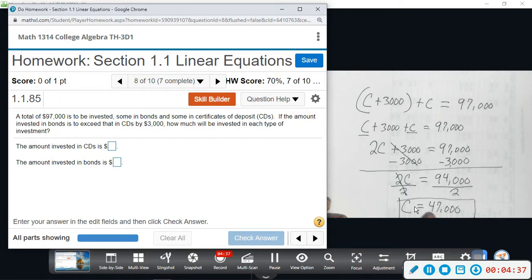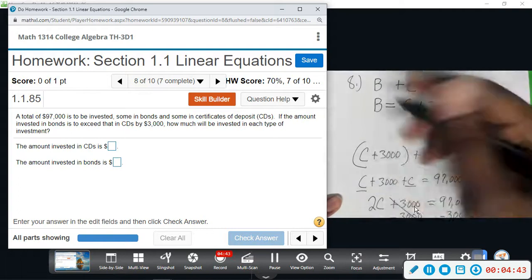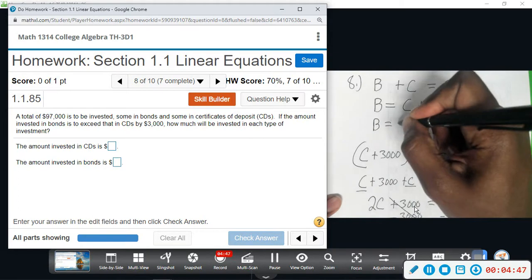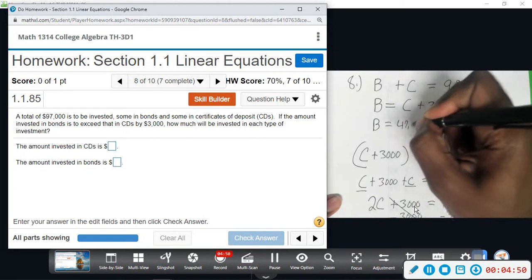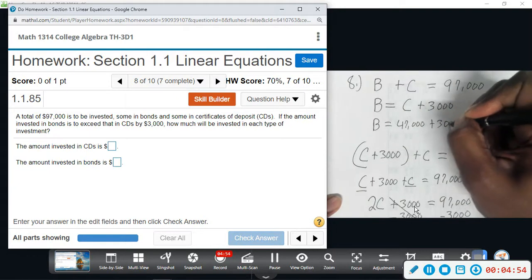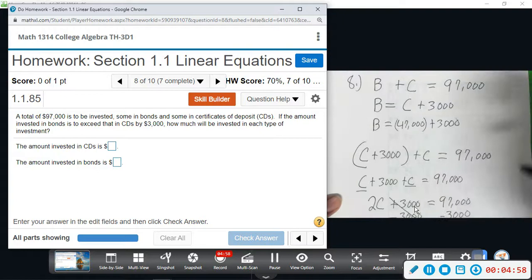We also have this equation at the top. So if CD is 47,000, we can figure out B. B equals C, which is 47,000, plus the 3,000. So just plug that in for C. So when we do that, we get that B is equal to 50,000. All right, so that's our answer for B.